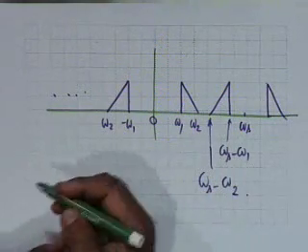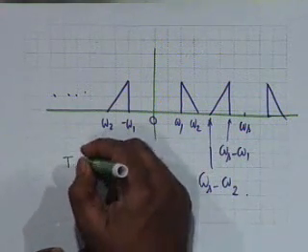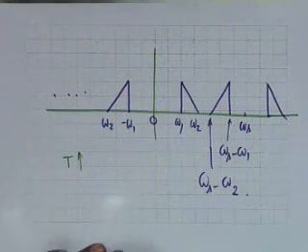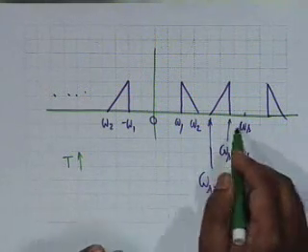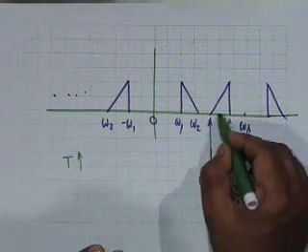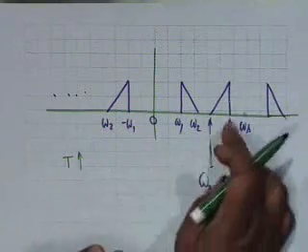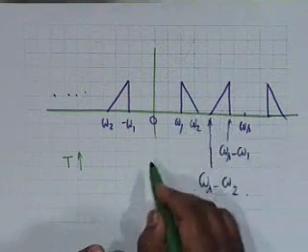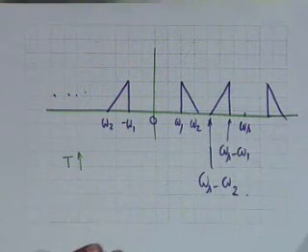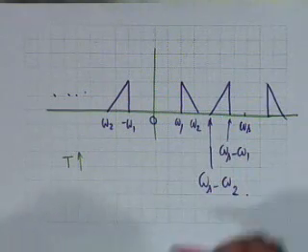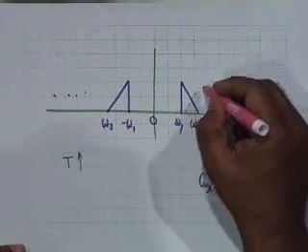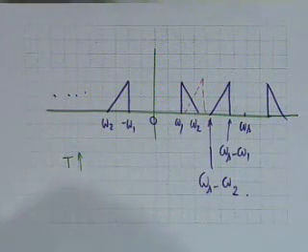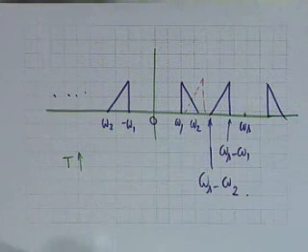Suppose what will happen if capital T is increased? Capital T increased means omega s decreases. All right. If omega s decreases, then what will happen to this figure? It will shift to the left, and if it shifts in such a manner that it occupies a position like this, let's use a different color. Suppose it occupies a position like this, then obviously aliasing shall occur, because the two spectra have overlapped with each other.